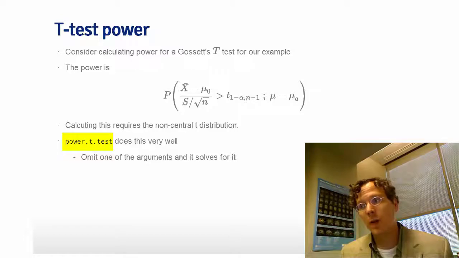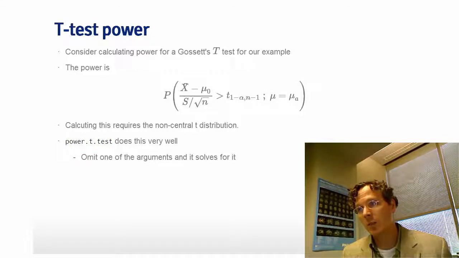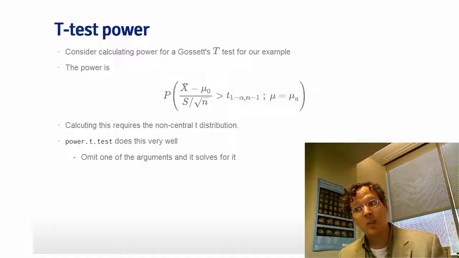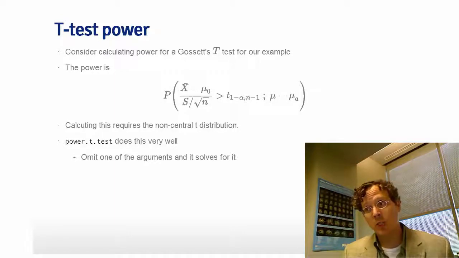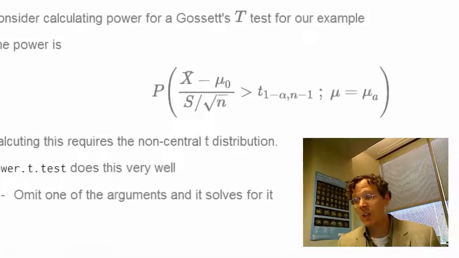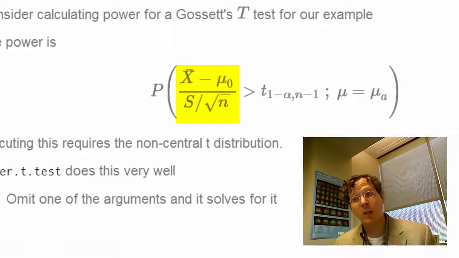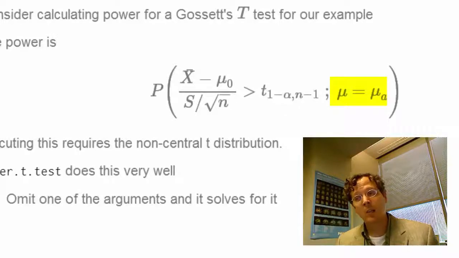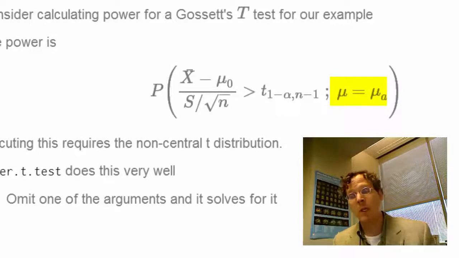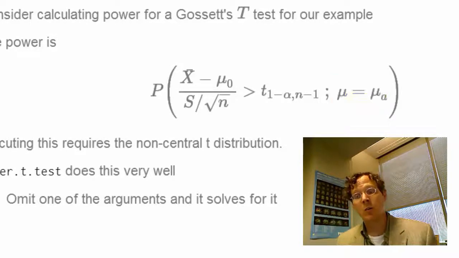So let's just talk a little bit about t-test power before we talk about how you use power.t.test. The argument is very similar to what we did in our normal distribution case. We're going to reject if our test statistic, in this case x bar minus mu naught over the estimated standard error, is now bigger than a t quantile rather than a z quantile because we're talking about a t-test. Only because we're talking about power, this is going to be calculated not under the hypothesis that mu equal to mu naught, but under the hypothesis that mu equal to mu a, the value under the alternative.